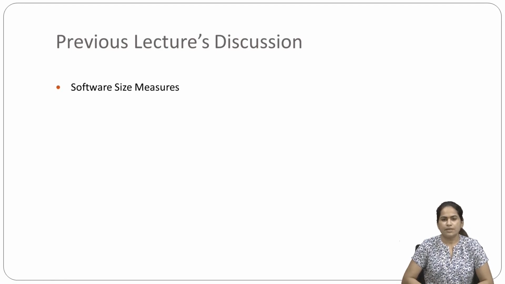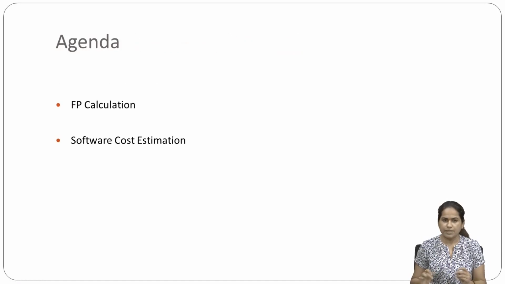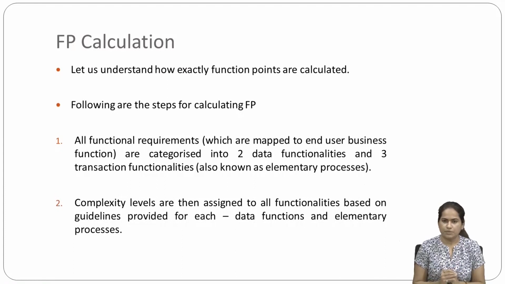LOC considers only the source code, which means we skip the comment lines as well as the blank lines. And we discussed its advantages and disadvantages. We also discussed FP, how it is useful, and its advantages and disadvantages. In today's lecture, we are going to discuss FP calculation and software cost estimation. Now, let us start our discussion with FP calculation.